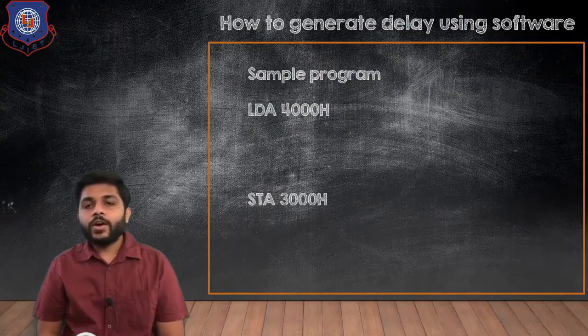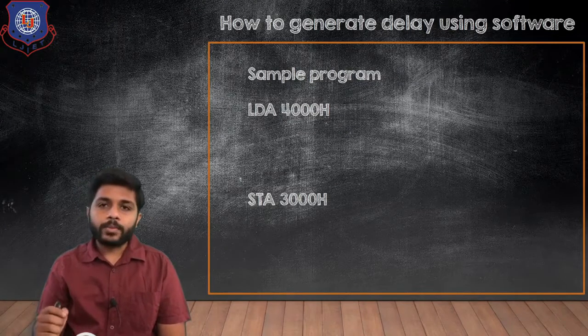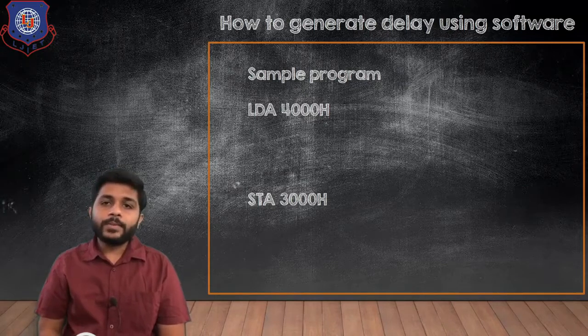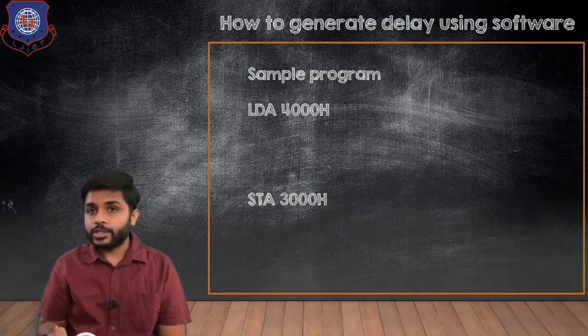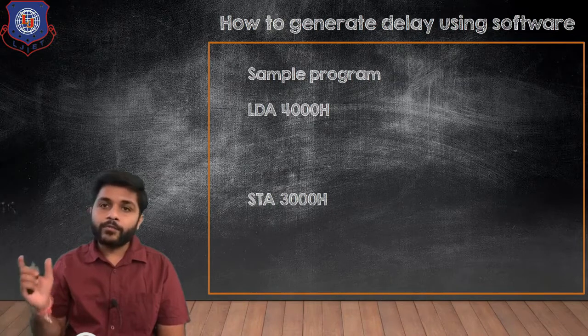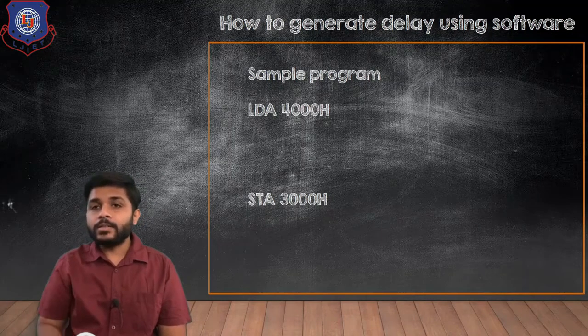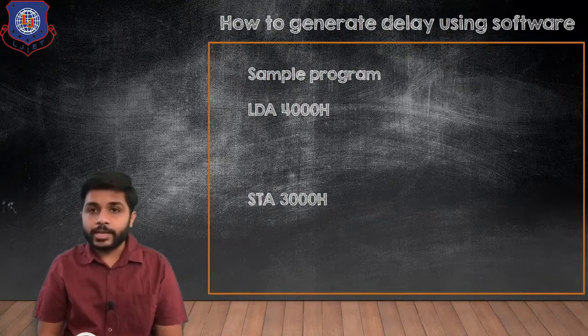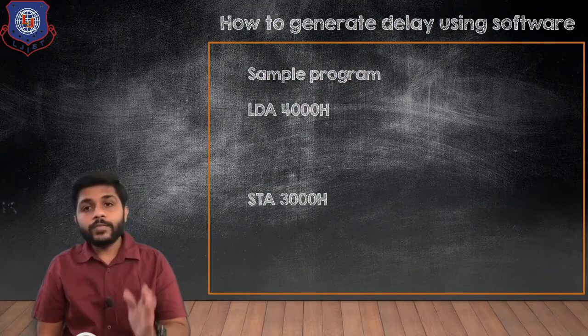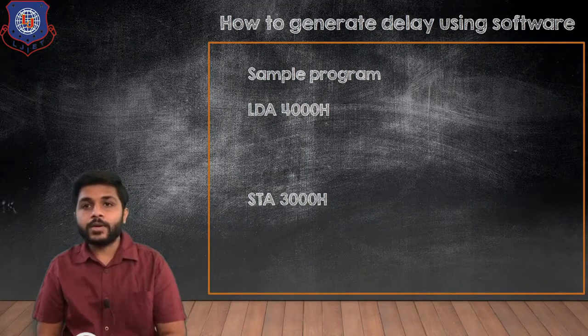You can see that on the screen there is a sample program. The first instruction in the program is LDA 4000H. It means load data from 4000H to accumulator. The last instruction in this program is STA 3000H. It means store data from accumulator to memory location 3000H.